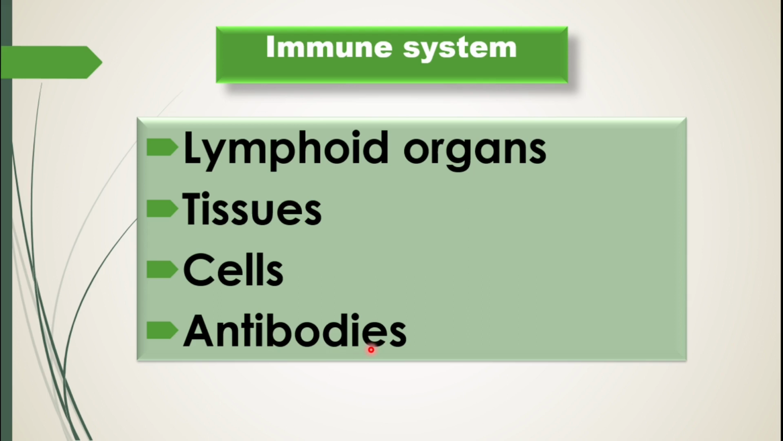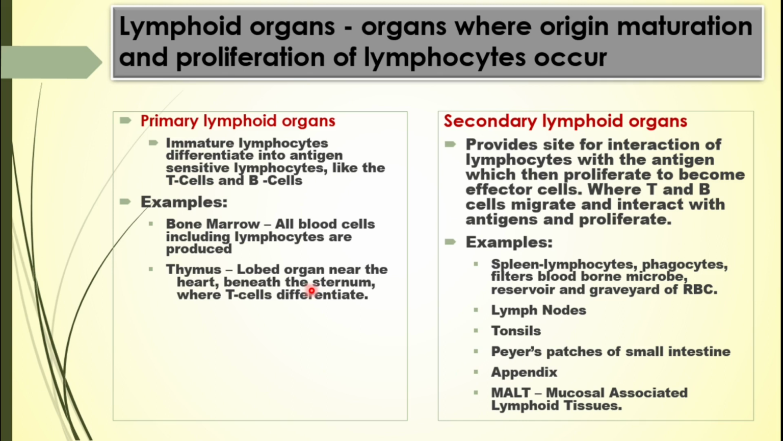We have already discussed the structure of the antibody. Let us now discuss what is a lymphoid organ. Organs where T cells and B cells originate, they mature and they proliferate are called the lymphoid organs. So they have to form, they have to mature and they have to proliferate. All such organs are called the lymphoid organs. Lymphoid organs are categorized into primary lymphoid organ and secondary lymphoid organ. Let us see what is the difference between the two.